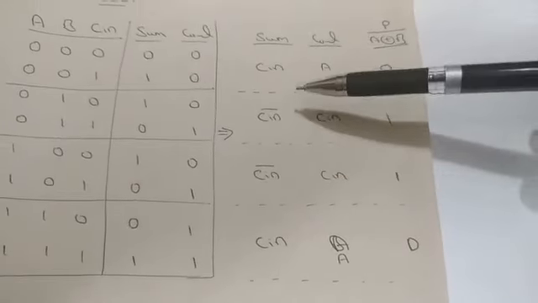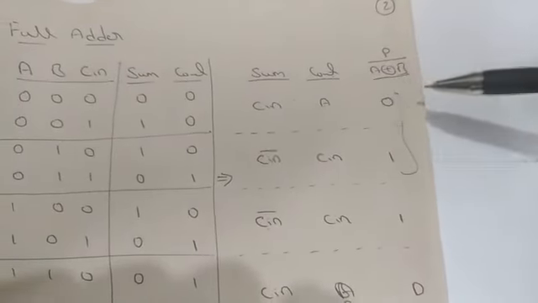Now see here. In the first row as well as the last row, Cin is there, A is there, and XOR is 0. So instead of writing two rows, you write only one: Cin, A, with 0. Next, the second and third rows: Cin bar, Cin, and 1. So in this fashion, we consider only two things: Cin, A, 0 and Cin bar, Cin, 1.